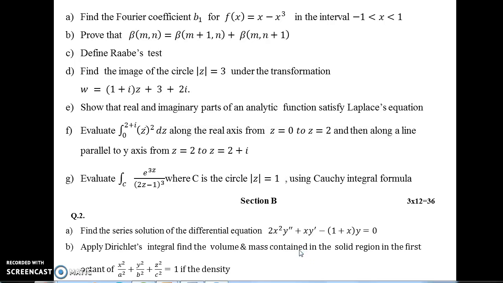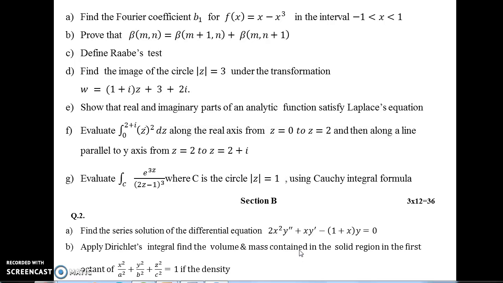In the next part, integration from 0 to 2 plus i of mod z bar square dz along the real axis. Z bar means x minus iy, that is, (x minus iy) whole square is all this one. And for the real axis, y is equal to 0, that means z equal to x, dz equal to dx.